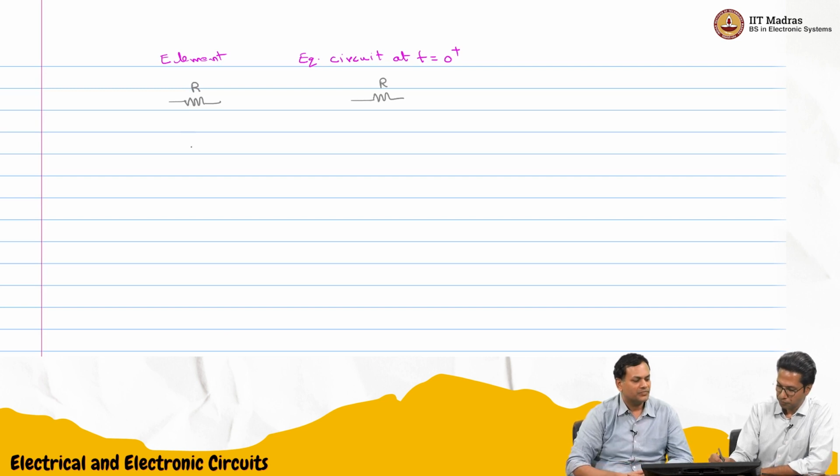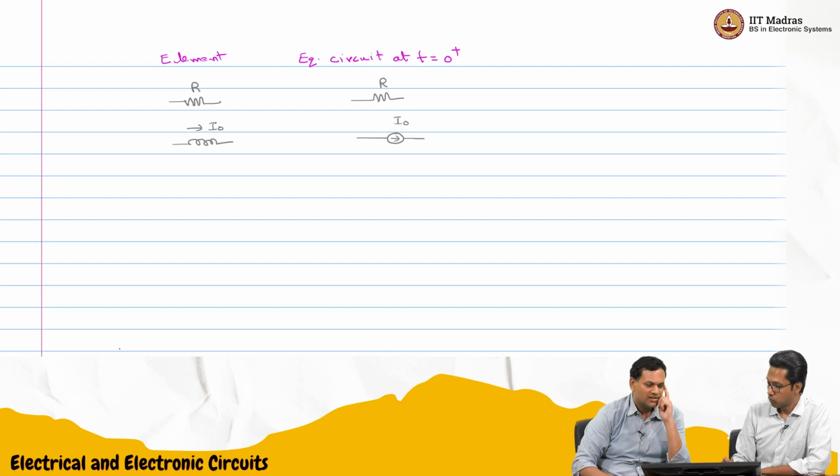And then we have seen the inductor. We said the inductor with a current I naught flowing. I naught, correct. That will be just a current source of value I naught.